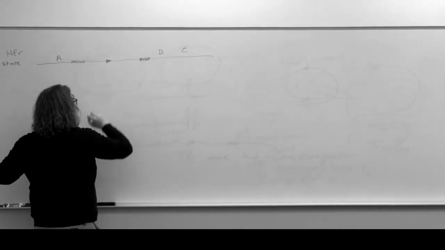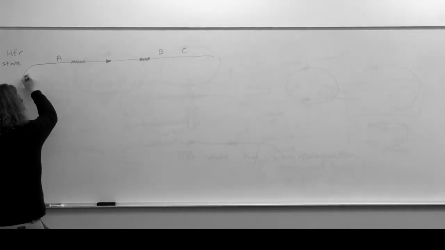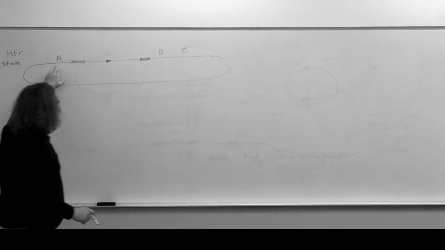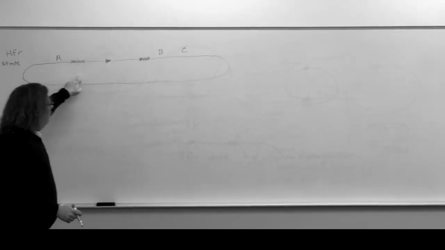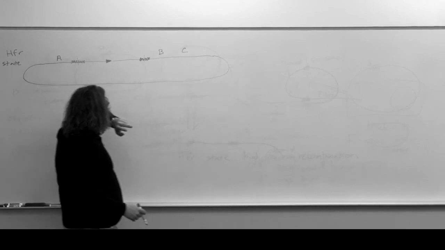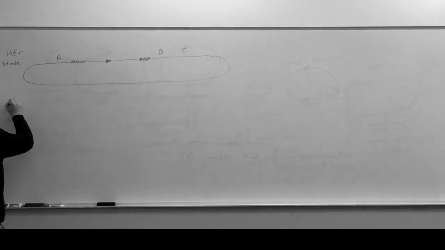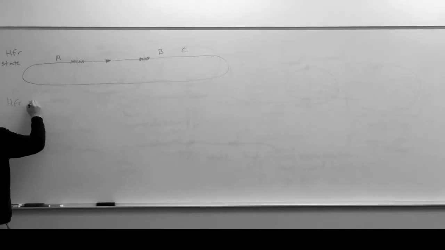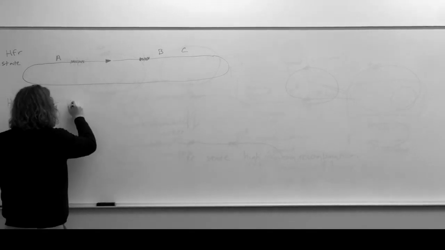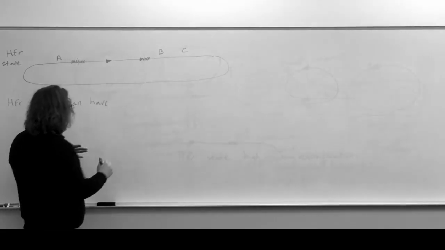So you'll have a break, and you'll have the transfer of DNA starting at the arrow, going through A, and then the rest of the bacterial chromosome, and then going to C and B. So in an HFR state, you can have transfer of the whole bacterial chromosome.